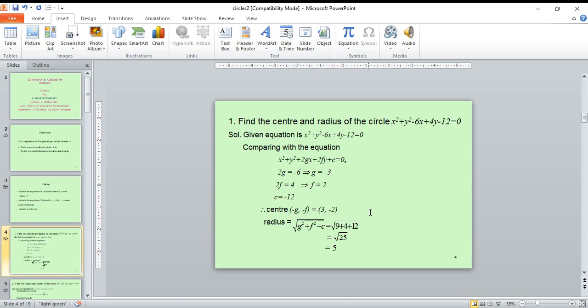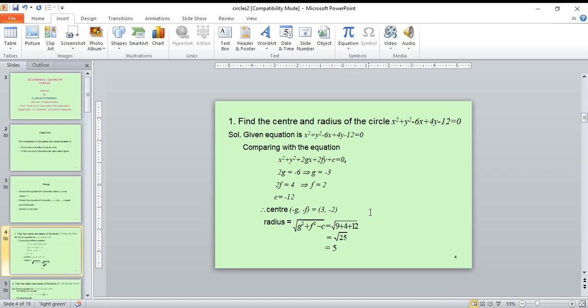This is the first question: find the center (-g, -f) and radius r. I am repeating this question. Find the center and radius of the circle x square plus y square minus 6x plus 4y minus 12 is equal to 0.